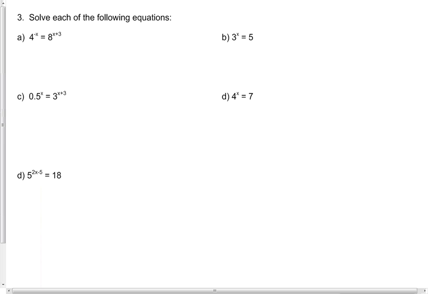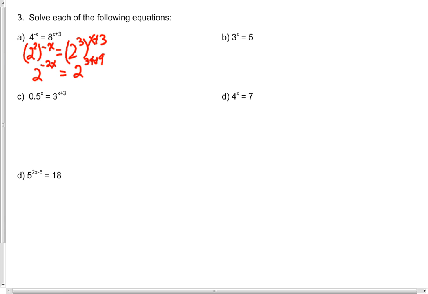We're going to solve these equations, and we have a bunch of different ways that we can use. The first one we're going to use, we're going to solve by changing to the same base. I've got 4 to the minus x and 8 to the x plus 3. I could rewrite both of those with a base of 2. So 4 I'm going to replace with 2 squared. 2 squared to the minus x equals, I can replace my 8 as 2 cubed to the x plus 3. Rules of powers. I have power of a power. I multiply the exponent. So I have 2 to the negative 2x equals 2 to the 3x plus 9.